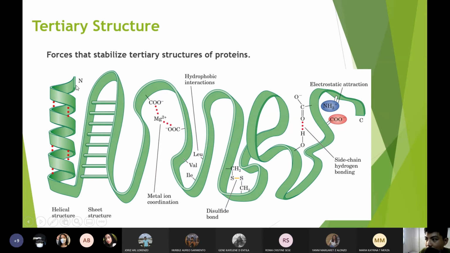You have your hydrogen bonding here and here. These are the salt bridges between charged amino acid residues. Okay, so this is the hydrophobic interaction between your nonpolar residues. This is the disulfide linkage of your cysteine, and this is the hydrogen bonding again.